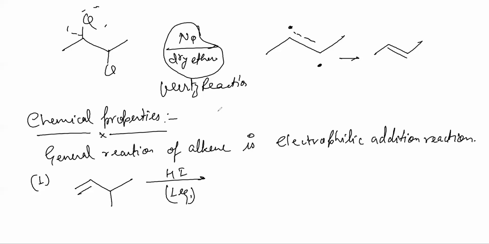Okay, let's see how it happens. Again, in the very beginning, pi bonds attack on H plus. Now, once it attacks on H plus, you get a carbocation like this. Okay, and what happens is H is shifted. So hydride shift, sir. It gets rearranged like this.